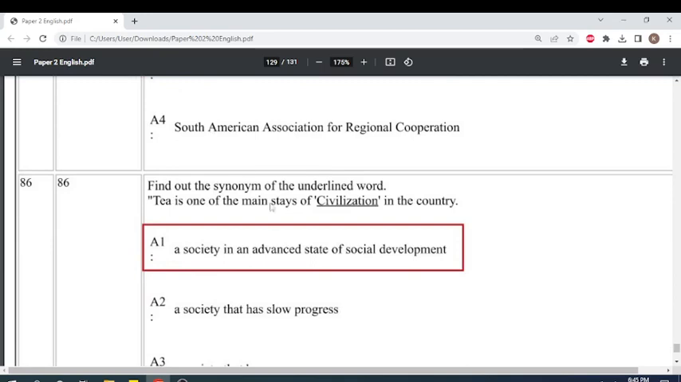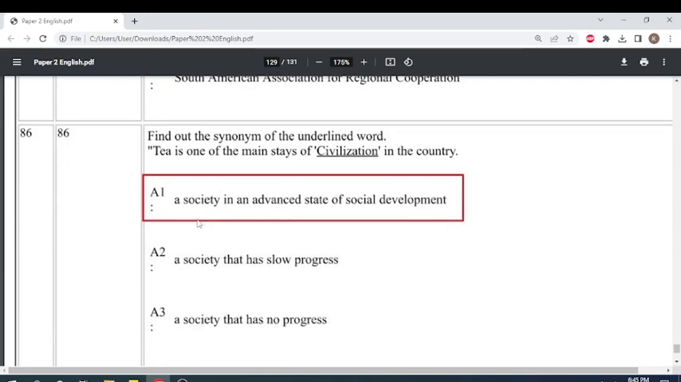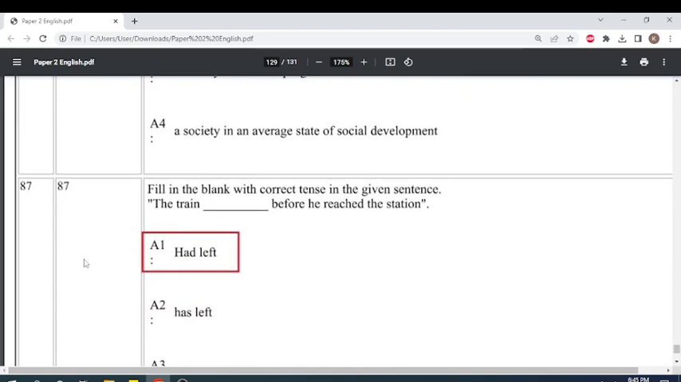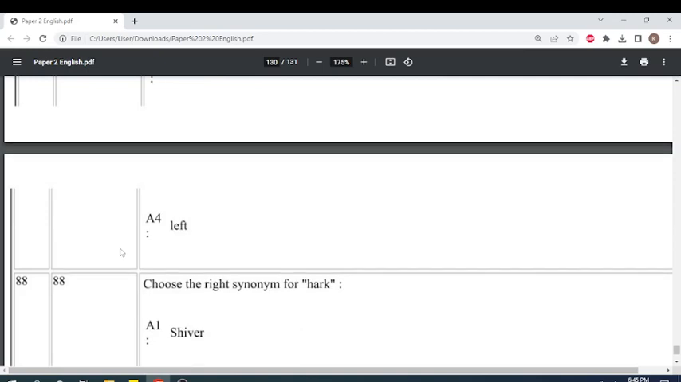86. Find out the synonym of the underlined word. Tea is one of the mainstays of civilization in the country. Answer A1, a society in an advanced state of social development. 87. Fill in the blank with correct tense in the given sentence. The train dash before he reached the station. Answer A1, had left.